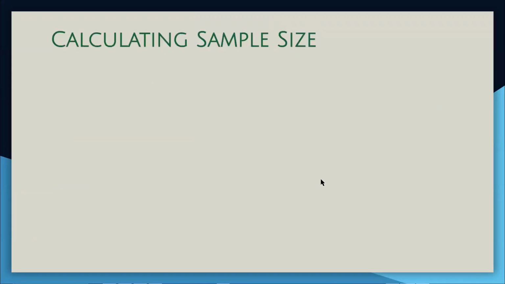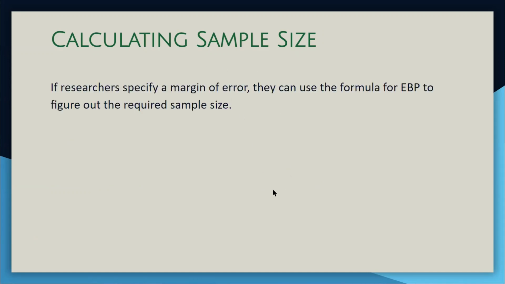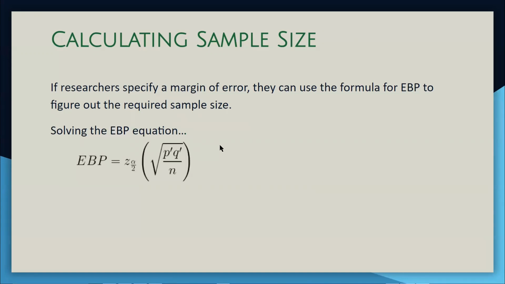Okay, one more thing to talk about. Just like for situations where we're estimating the mean, we can use that margin of error to figure out the sample size we need. So if we know the margin of error we want, we can use that formula for the EBP to figure out the required sample size. And we do it the same way. We take that EBP equation, the equation for the margin of error, and we solve it for n.